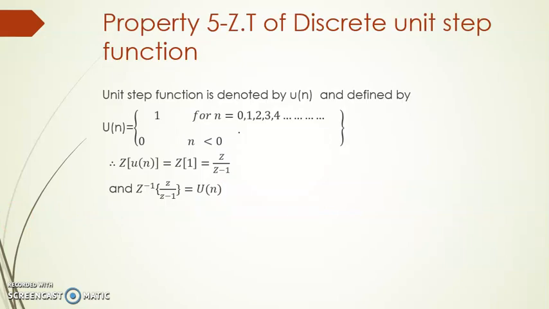Property 5 is the Z transform of discrete unit step function. As we know, unit step function is denoted by u of n and it has only two values, 1 and 0. u of n equal to 1 for n equal to 0, 1, 2, 3, 4, and it is equal to 0 when n is less than 0. So Z transform of u of n equal to Z transform of 1, and by definition Z transform of 1 is Z upon Z minus 1, that is the standard value of Z transform of 1.